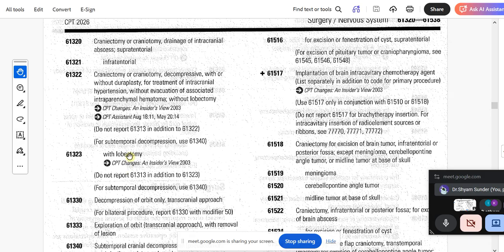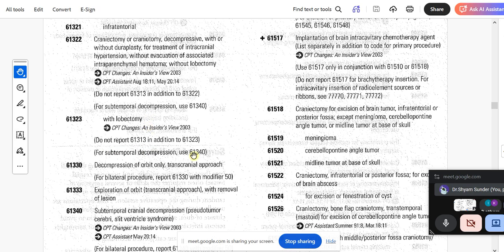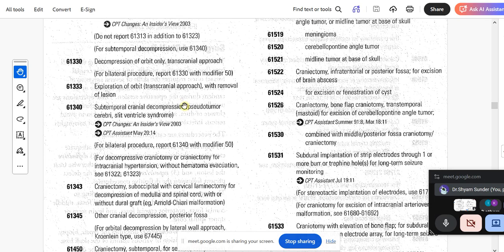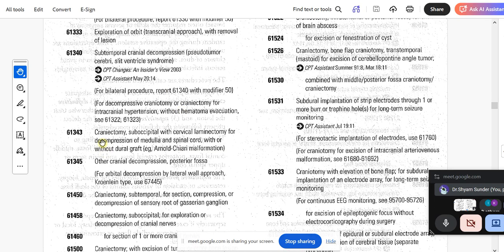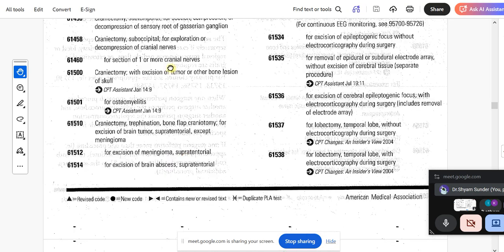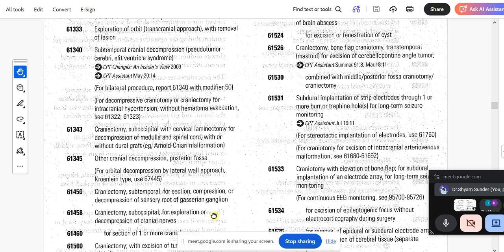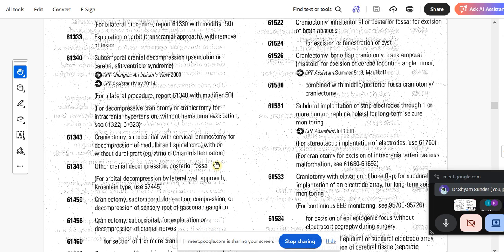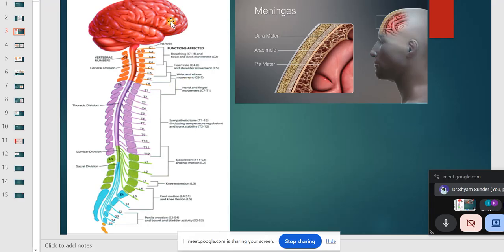61322, 61323. Lobectomy. The entire lobe is removed. Here, they are doing craniectomy. So the only thing is the regions are different. Sometimes they are doing procedures on the frontal lobe. Sometimes they are doing them on the temporal lobe, parietal lobe, occipital lobe.